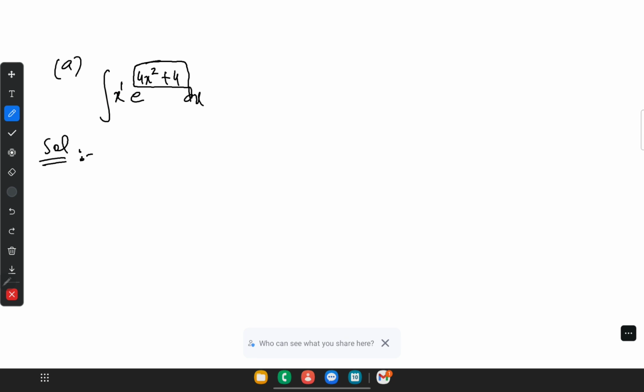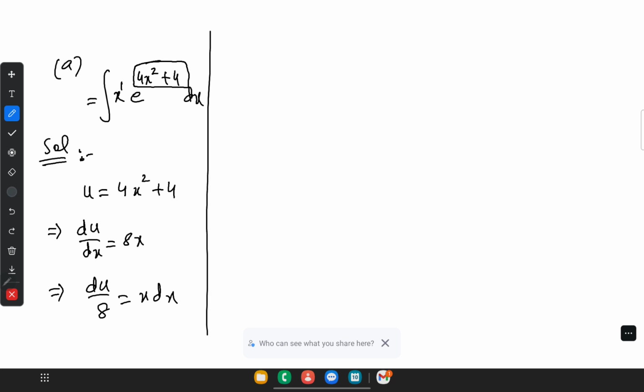So I can put u is equal to 4x square plus 4, and I will take the derivative of u, du by dx, it is 8x. So du by 8 is x dx. So I can write the integral I in this way: e to the 4x square plus 4 times x dx.